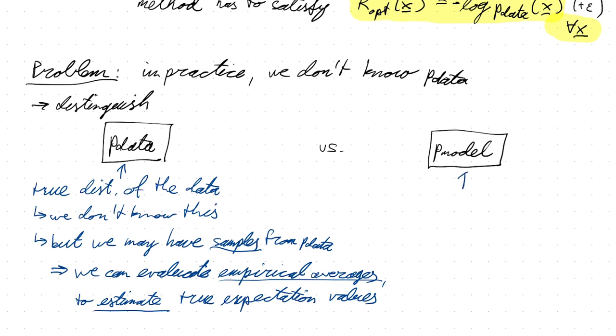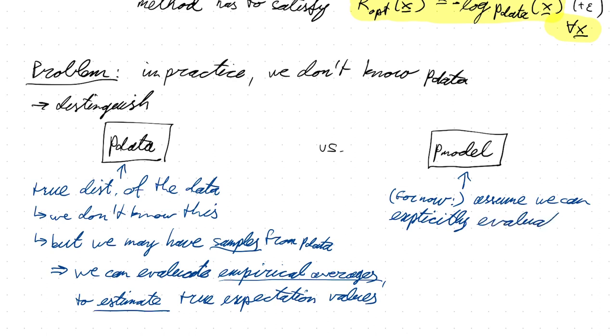And then on the other hand, if you look at the model distribution, for now we're going to make some very simplifying assumptions. For now, we're going to assume that we can explicitly evaluate P model of X for all X. We will later see some scenarios where we can't even do that, where that model distribution has to be estimated in some way, but for now, for simplicity, we're going to assume that we can always evaluate this.